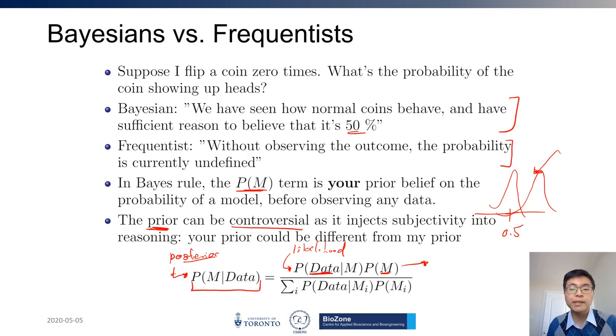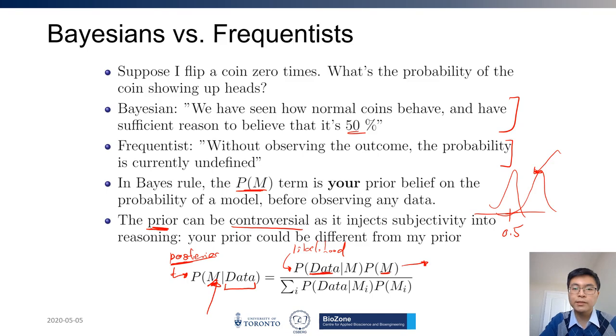Then you're going to update your prior after observing your data. So that's going to be in the form of the posterior, where it's still a distribution over m, right, your model, but that is conditioned on data that you've observed. And so in the Bayesian mode of reasoning, you're effectively constantly updating your model of the world as you observe more data.